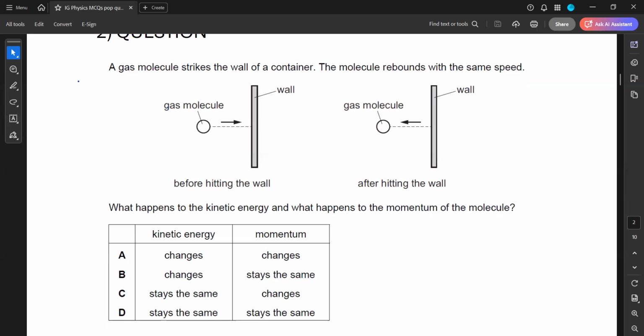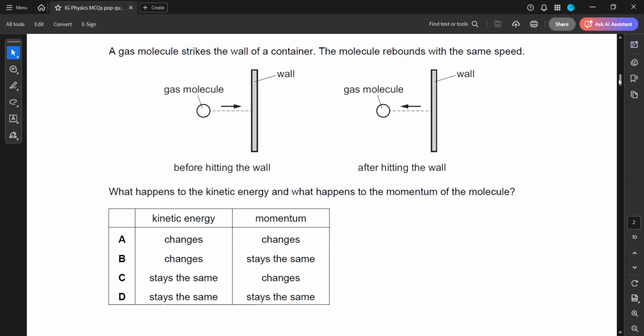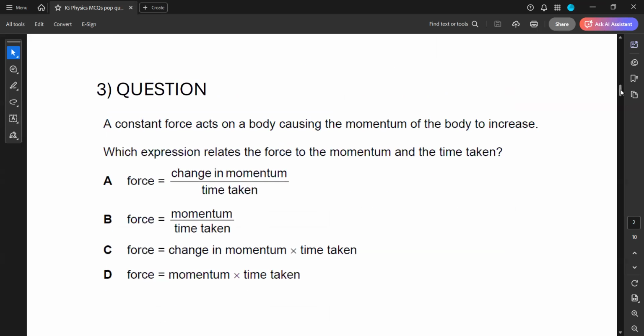Question two, any doubt? Any doubt in question two? No, sir. The correct answer for this one is C. Question three, any doubt? Any doubt? Question three. No, sir.